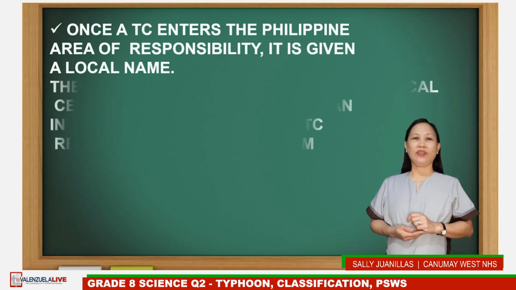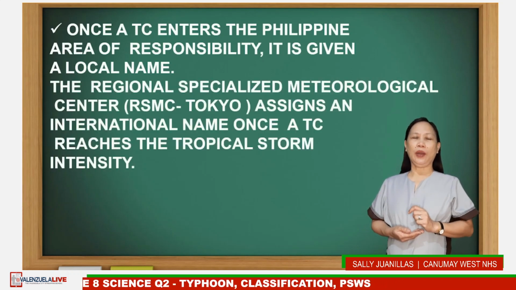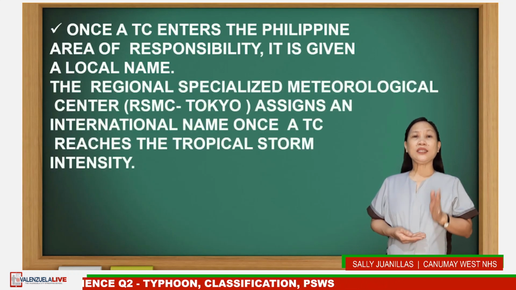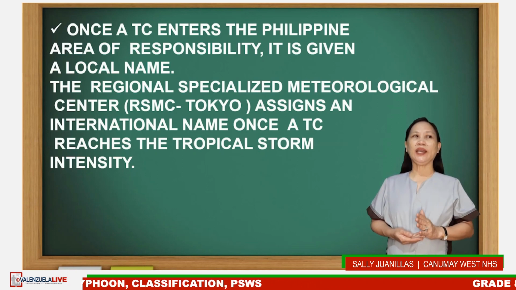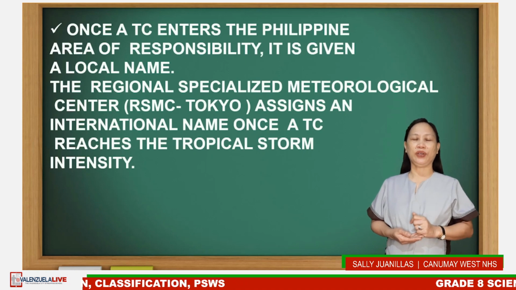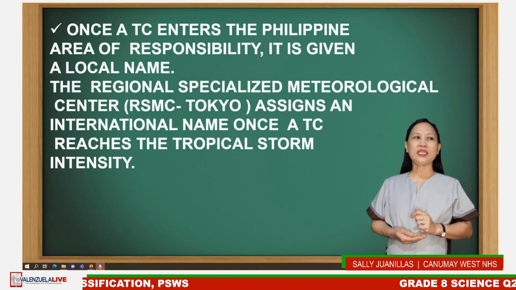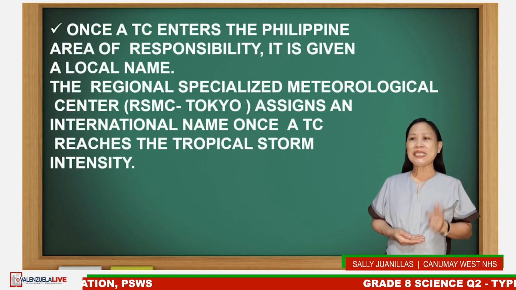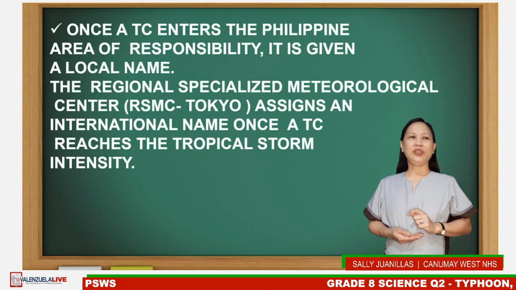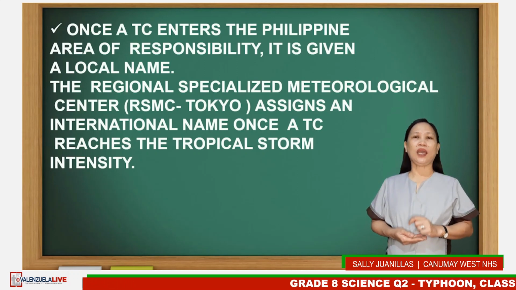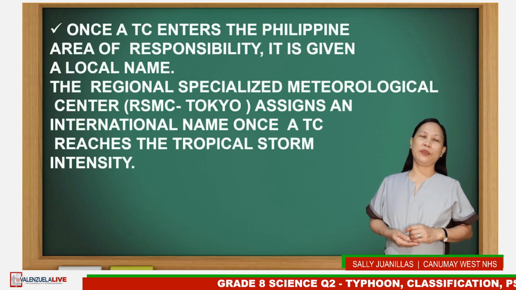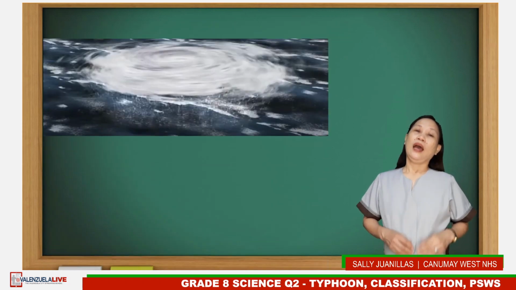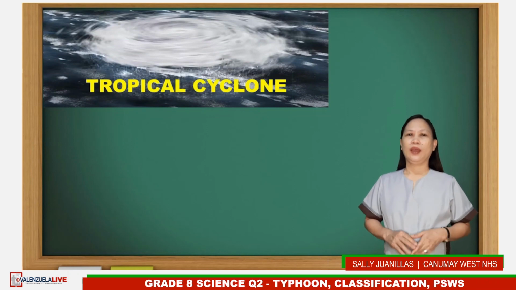Once a TC enters the Philippine Area of Responsibility, it is given a local name. The Regional Specialized Meteorological Center, or RSMC Tokyo, assigns an international name once a tropical cyclone reaches tropical storm intensity. How does a typhoon develop?